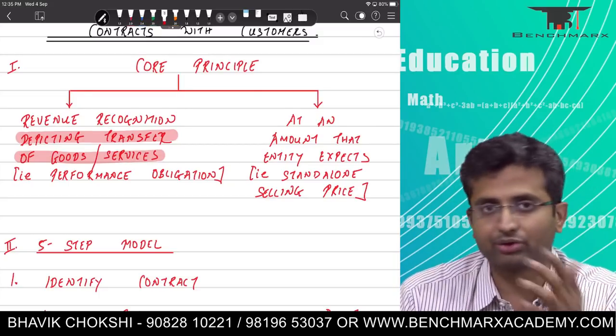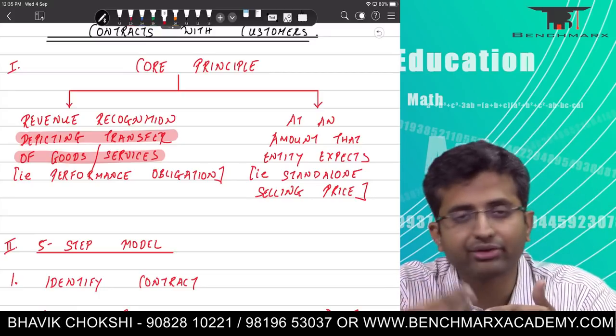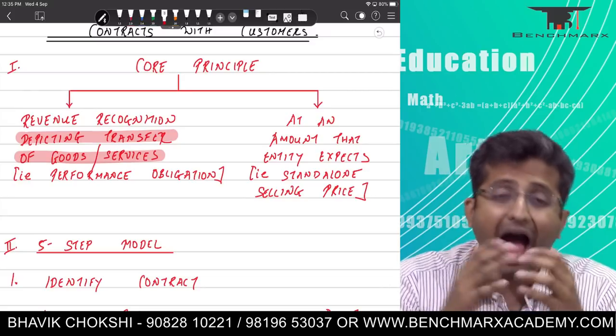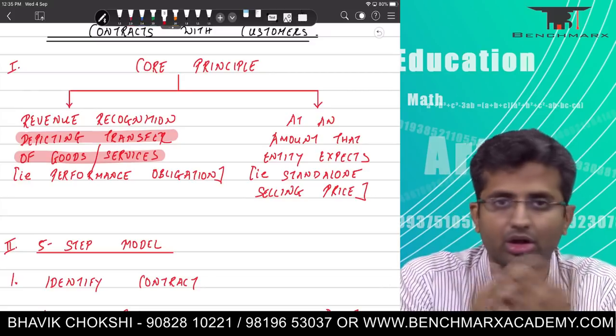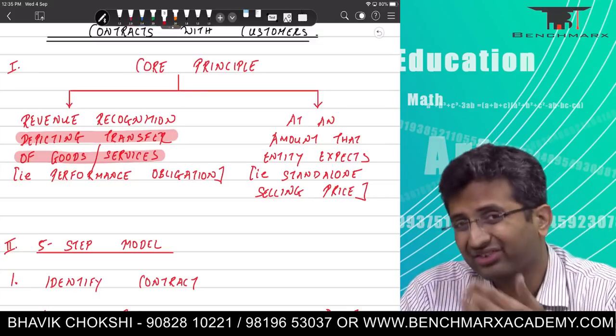However, servicing as well as warranty is not immediate. In which case, you should recognize revenue as and when servicing is given, as and when the repair warranty is actually happening.